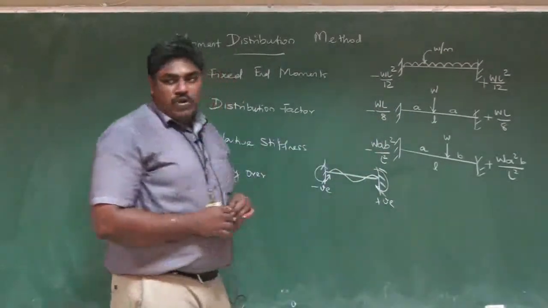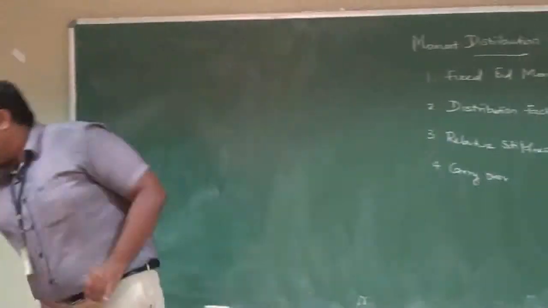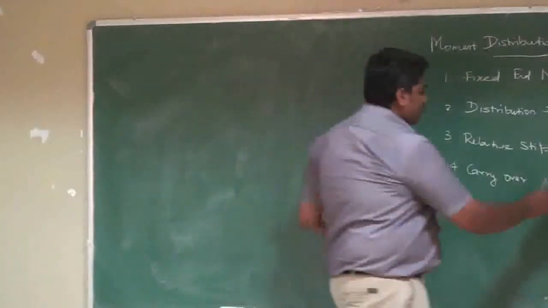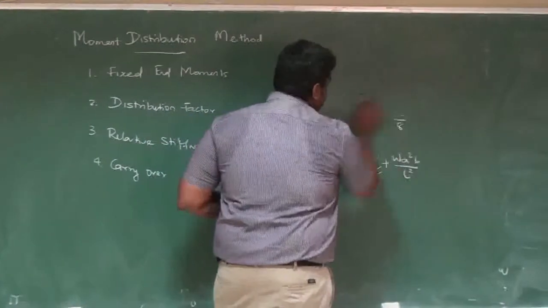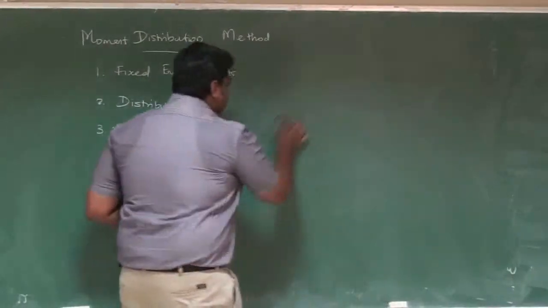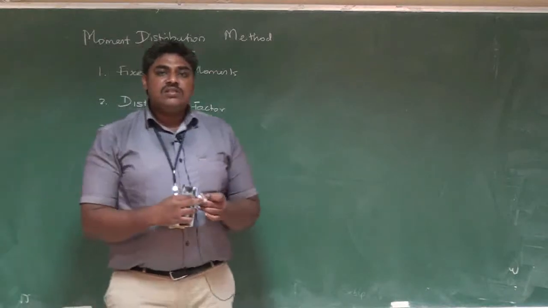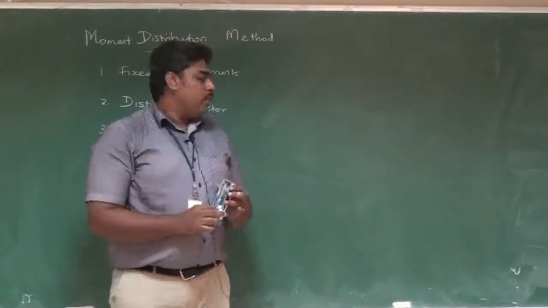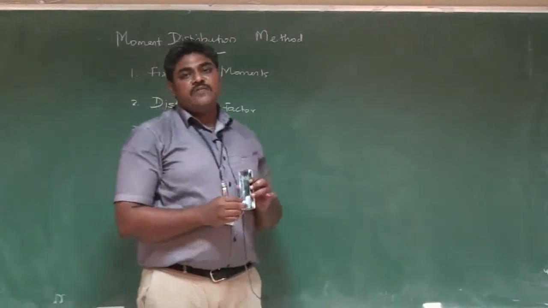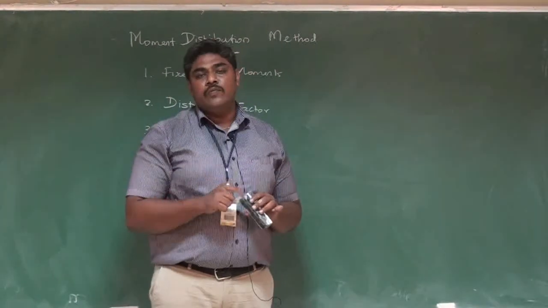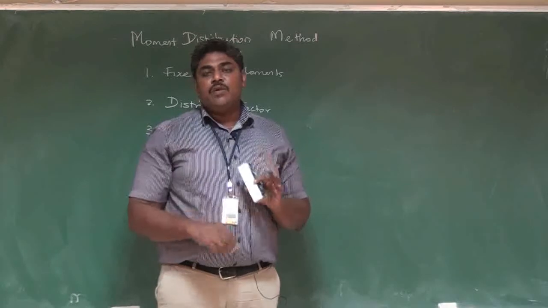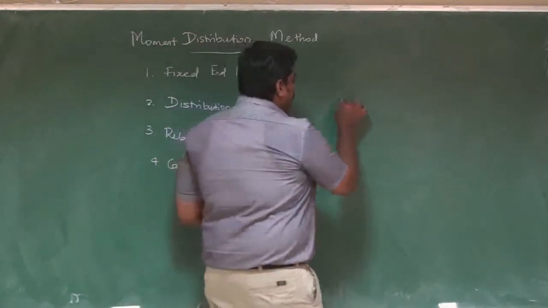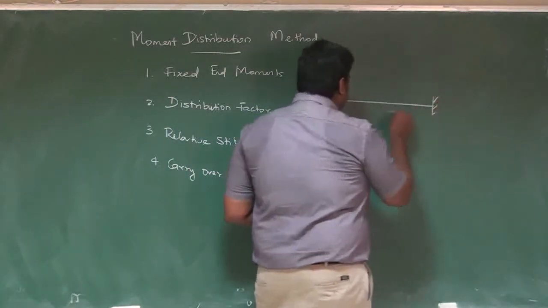The second step you should remember is the distribution factor. From the name itself you would be clear, we have to distribute the moments based on the stiffness. Distribution factor is a numerical value. Based on this value only I am going to split the unbalanced moment in a particular structure. Assume I will start with a small example here.